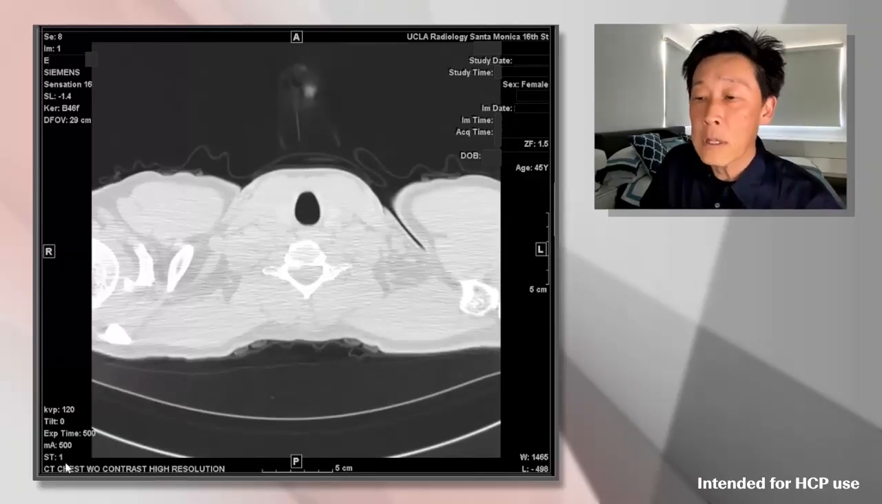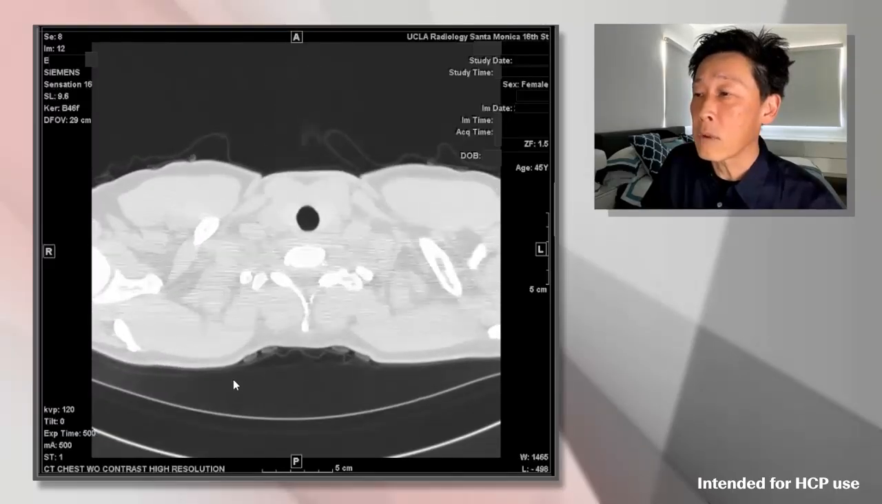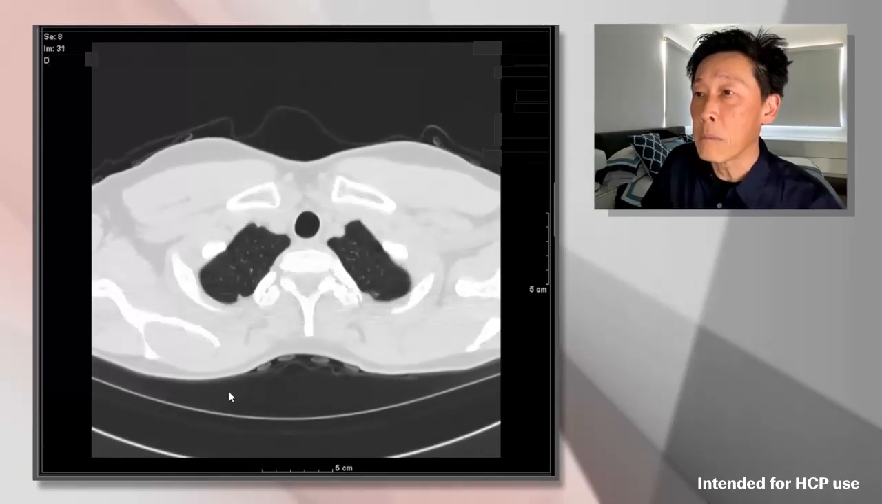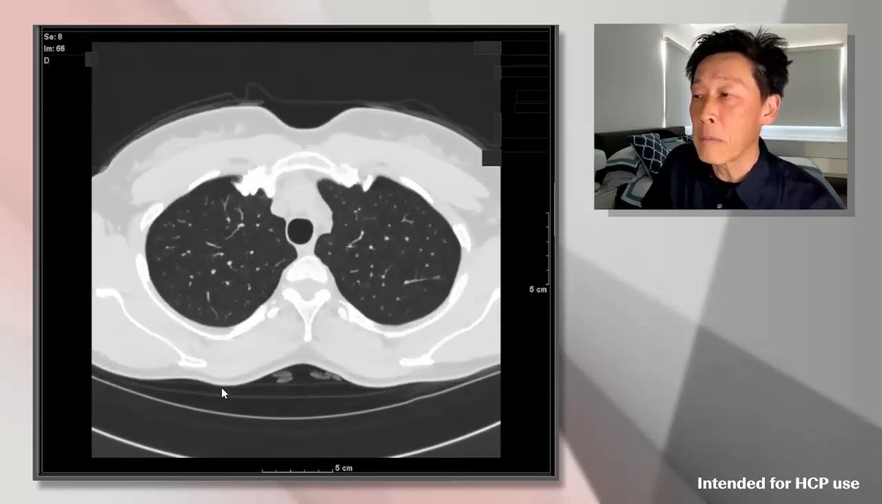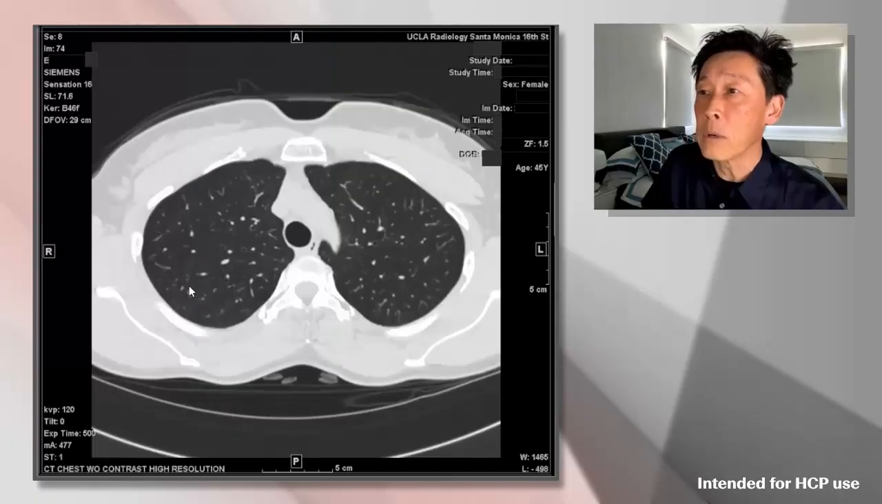First of all, these are thin sections at 1 millimeter. As we scroll through, we're looking at 1 millimeter images. Of course, this can be even submillimetric, as you all know.